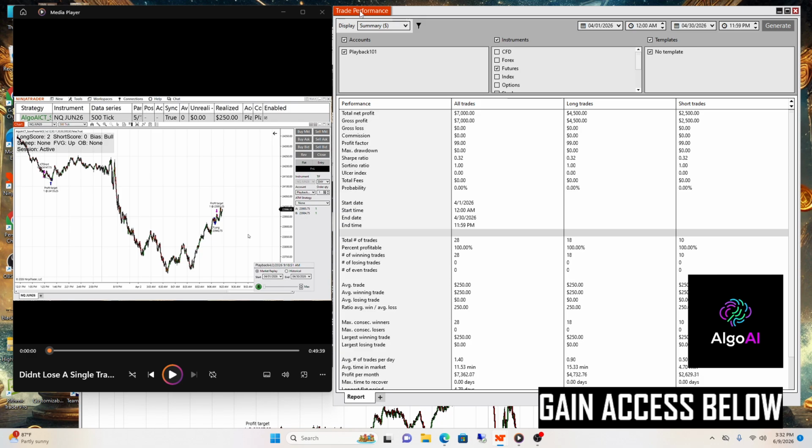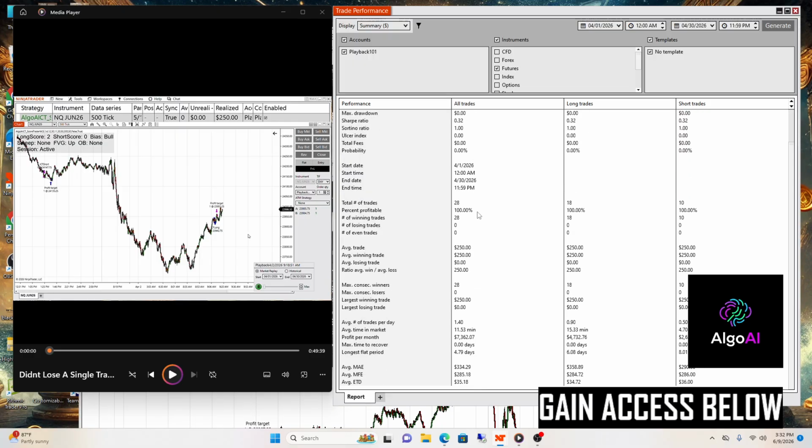But again, this isn't strategy analytics. It doesn't say strategy analyzer. It says trade performance. So it's actual trades that have been taken and actual results that were received. A lot more reputable, a lot more reliable than the strategy analyzer.